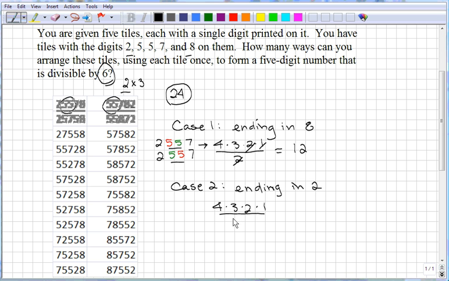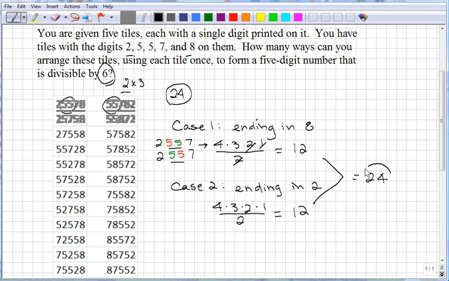And then we have to divide out the duplicates because it's going to assume that those 2 5s are different. And we're going to get double the numbers, so we have to divide it by 2 to take into account the fact that the 2 5s are really the same. So again, we get 12. Okay, and if we add those up, we get 24. All right, so that can make your life easier.